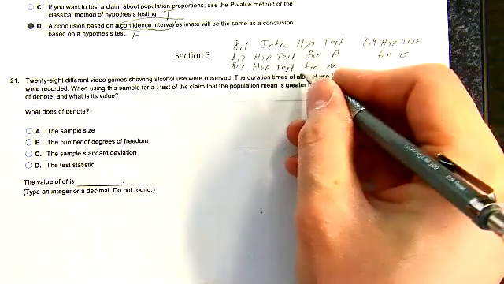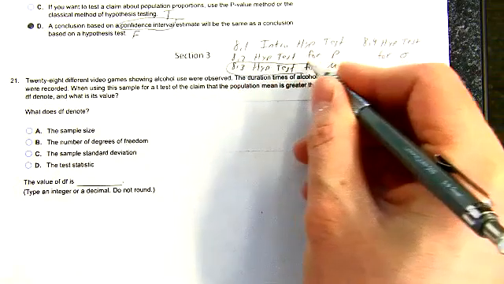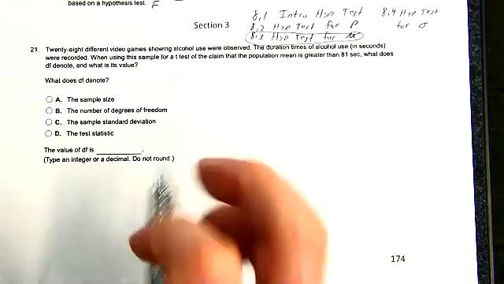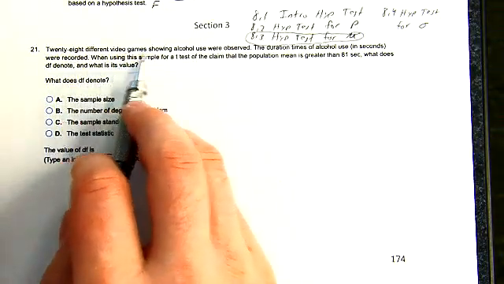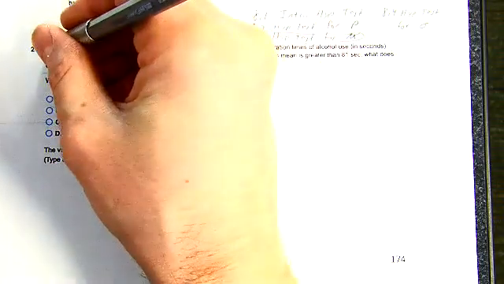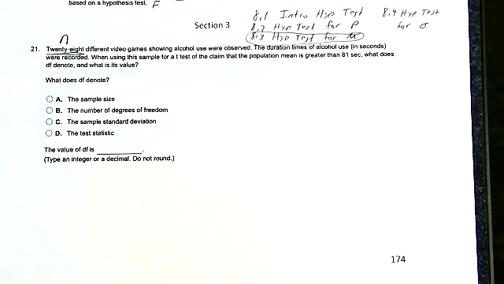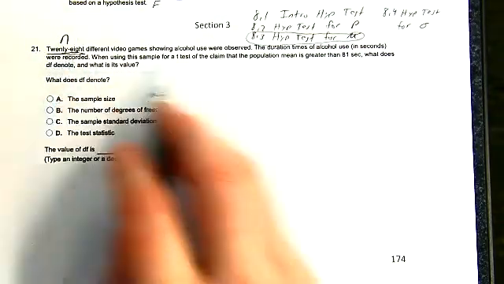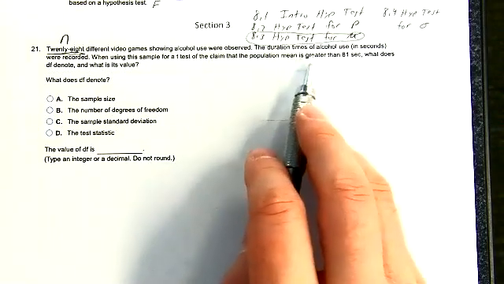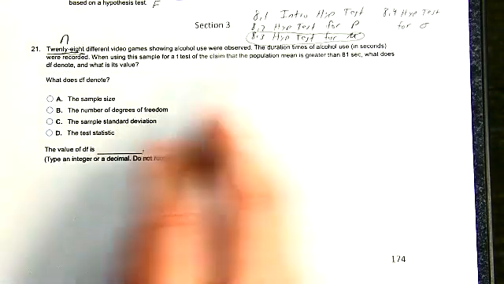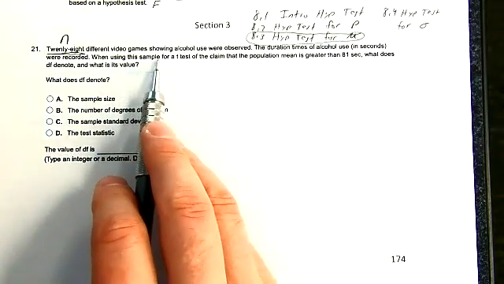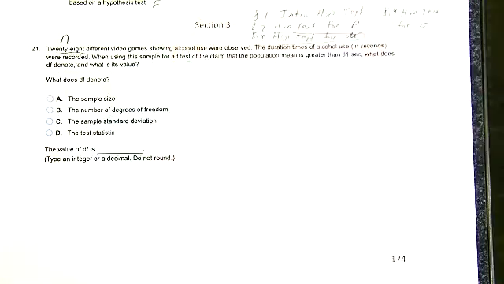So here's where we are today: hypothesis testing for means. Problem 21 states 28 different video games showing alcohol use. Mostly today is about identifying numbers with the right variable. So 28 would be n, the sample size. The duration times of alcohol use in these video games in seconds were recorded, when using this sample for a t-test. So we studied that back in Chapter 7.